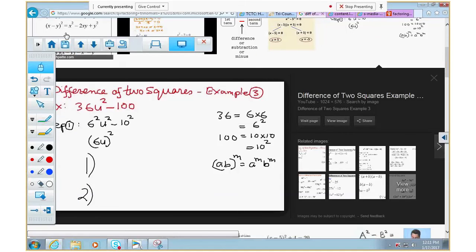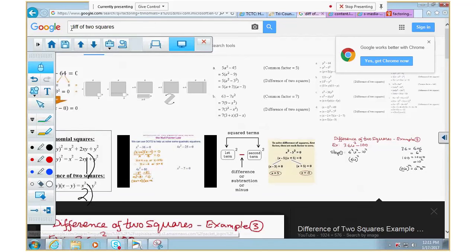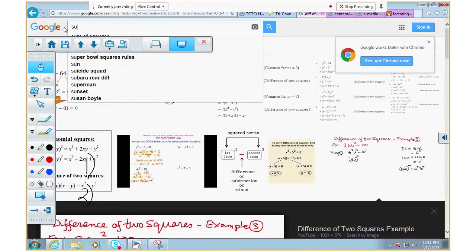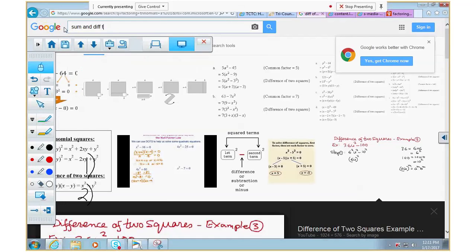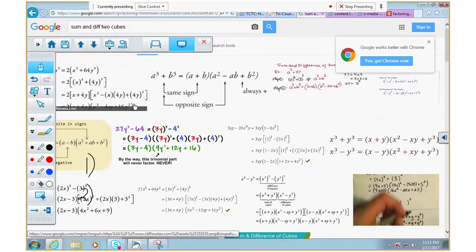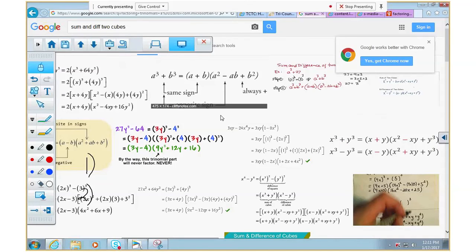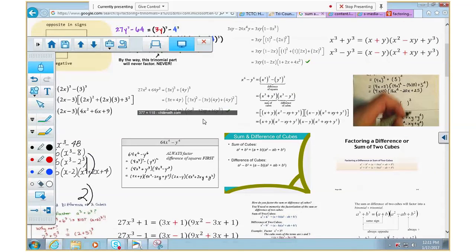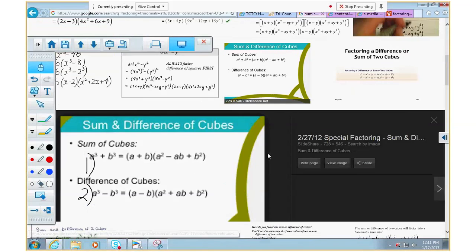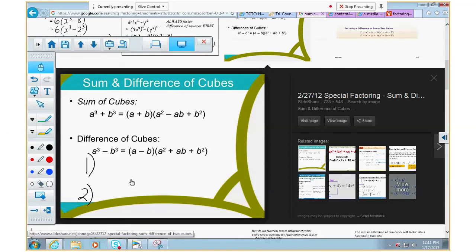And let's do sum and difference. There we go. Let me find both of them. Of course, I can't see it right now. Just give me a minute. There they are. And I'll snip them out.